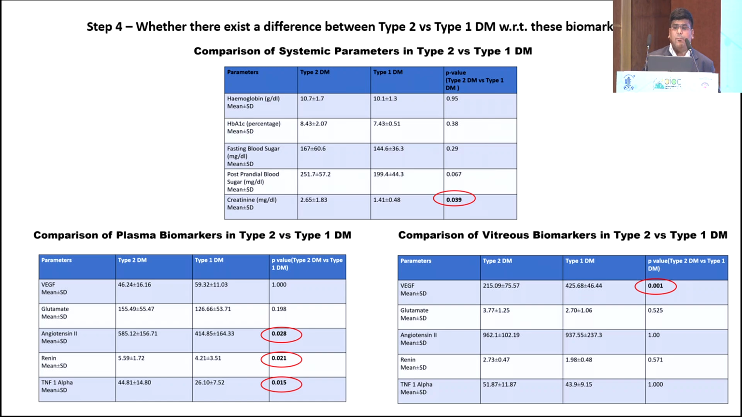The fourth and final step of our study was to contrast these factors among type 1 and type 2 diabetes mellitus patients.